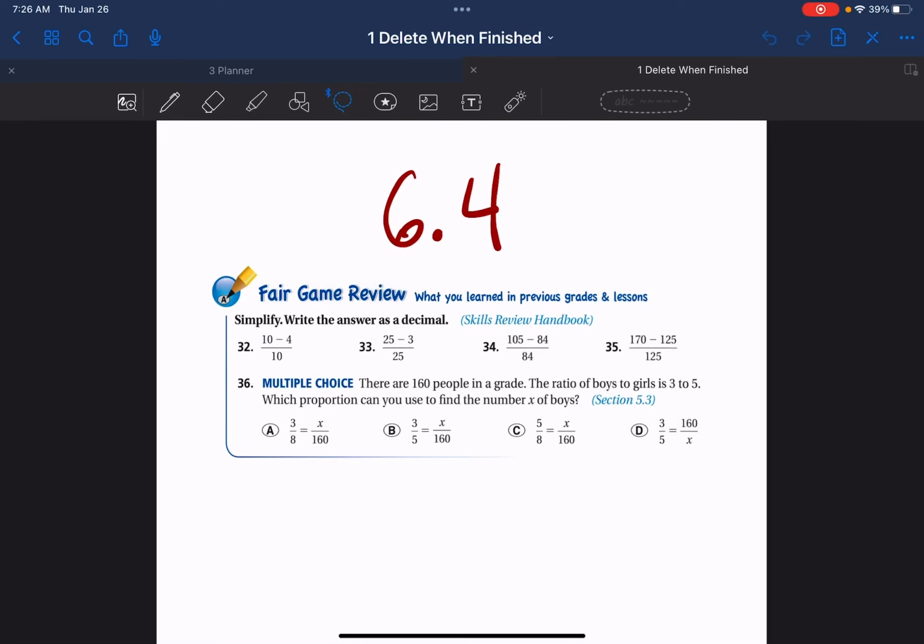Hi, 7th graders. So the first thing I'd like you guys to do is get out your 6.4 bell ringer. You are going to work on this first on your own. You're going to pause the video and get it done. 32 through 35, it says simplify, write the answer as a decimal.